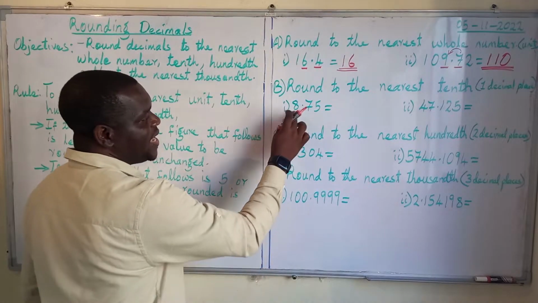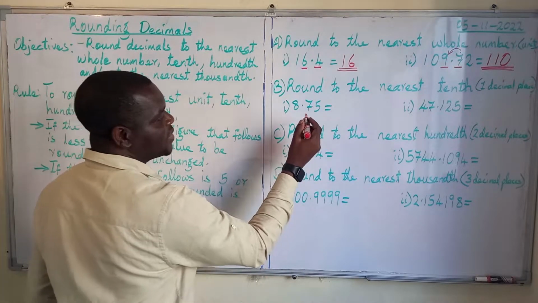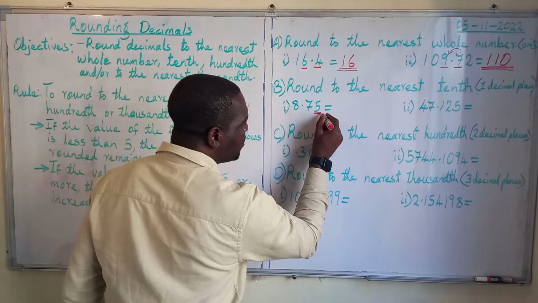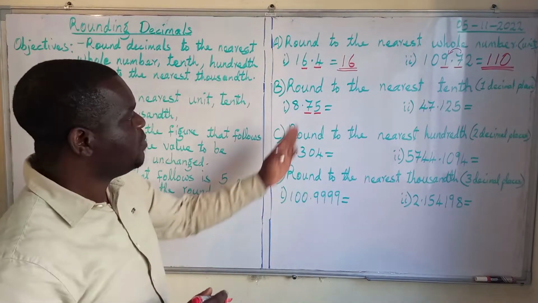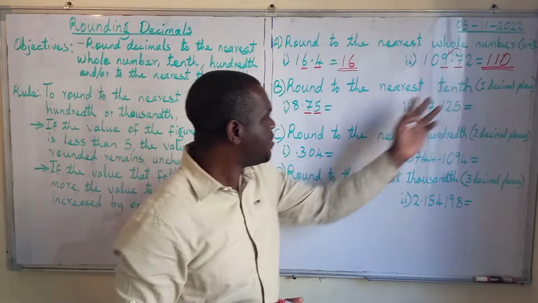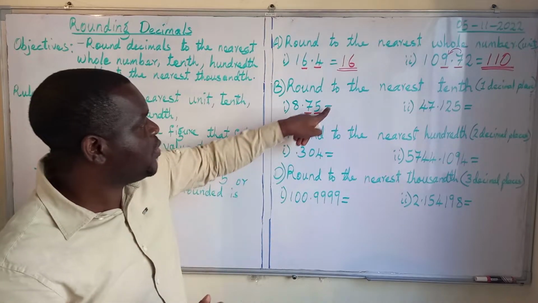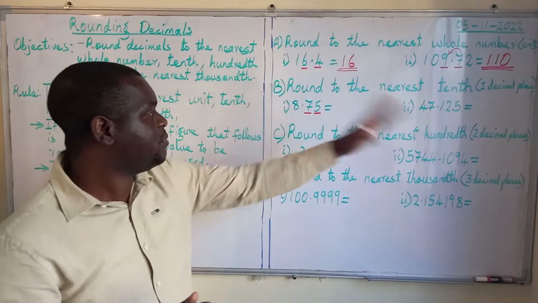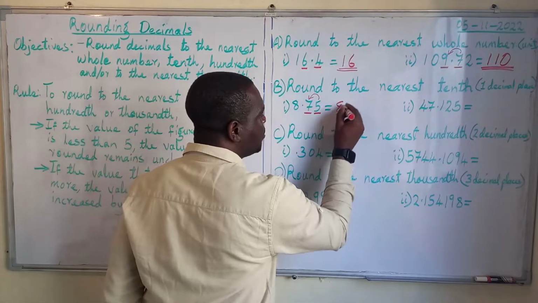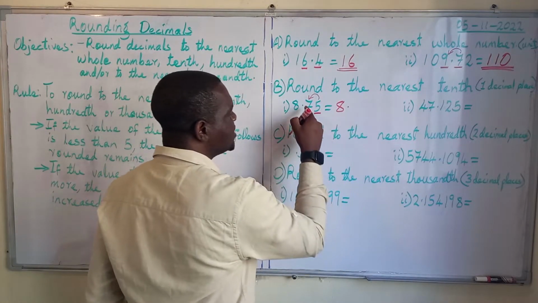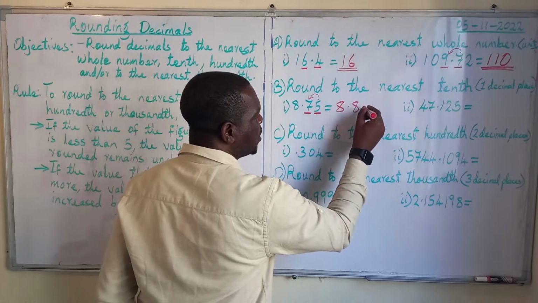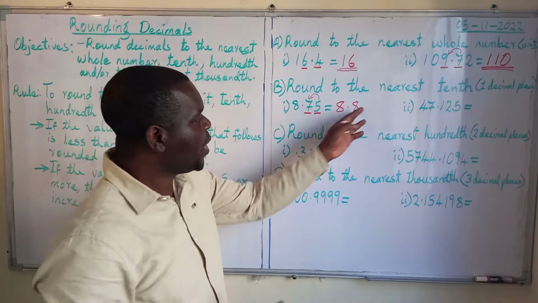Roman 1 says 8.75. Our concern here is the hundredth and the tenth values, because here we are rounding to the nearest tenth, so you are concerned with these two. The hundredth is more than 5, so we're going to add something here and suppress the rest. Therefore, 8 remains there. This 1 point 7 becomes 8, and this one nothing. This is 1 decimal place.